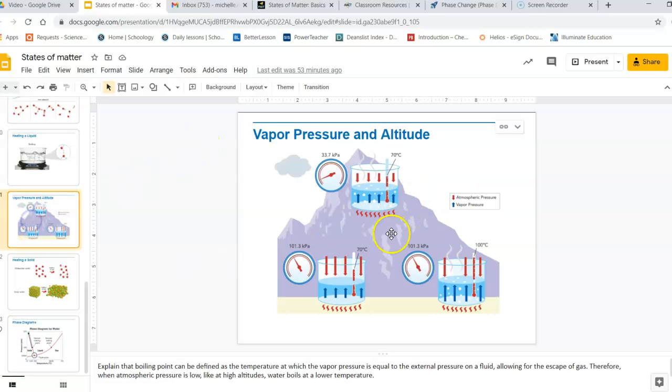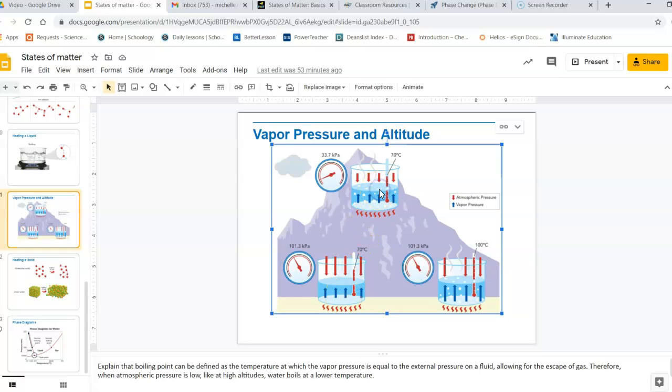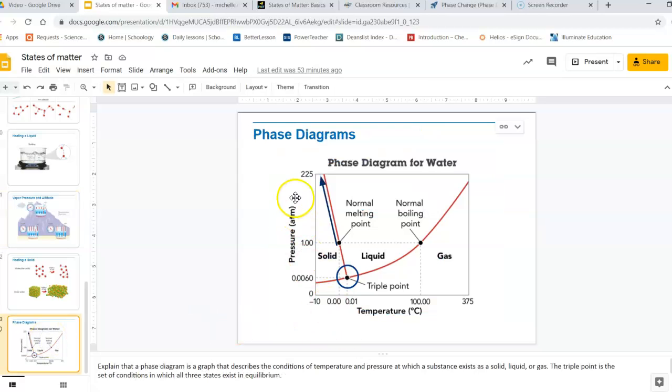Here I pointed out that pressure plays a huge role in what state of matter something is in. For example, if I have water at 70 Celsius here, most of it will be a liquid. But if I'm on top of Everest and it's 70 Celsius, most of my water will be a gas. So pressure plays a huge role on the state of matter. It's a graph of pressure versus temperature. The different sections represent the different states. Right here is a solid, right here is a liquid, right here is a gas.